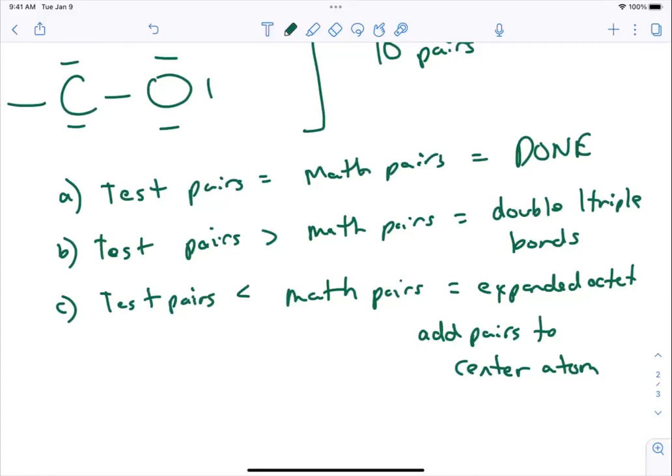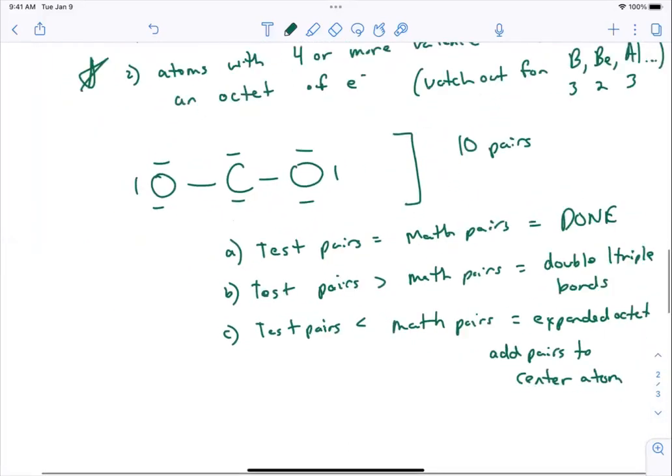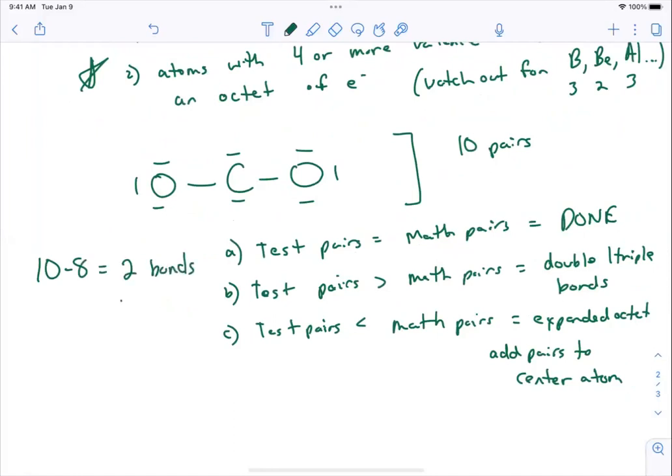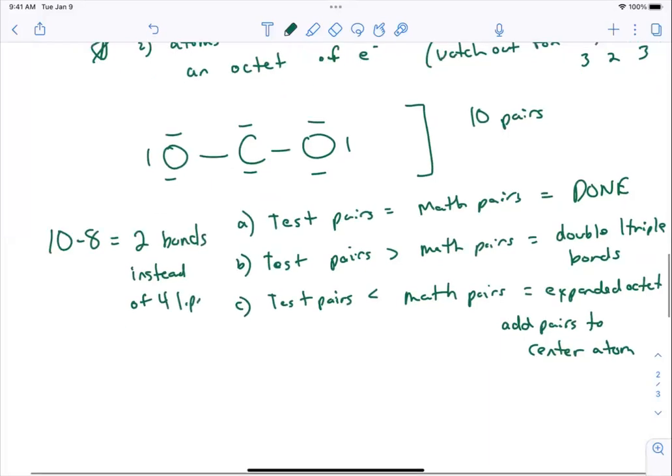So in CO2, we have 10 pairs versus 8. So that means we have too many pairs, which means we need to change some of the lone pairs into bonds, and that means we need to have 2 bonds. So 10 minus 8 is 2 bonds instead of 4 lone pairs. So where would we add those bonds in this structure? Where would we add those bonds?